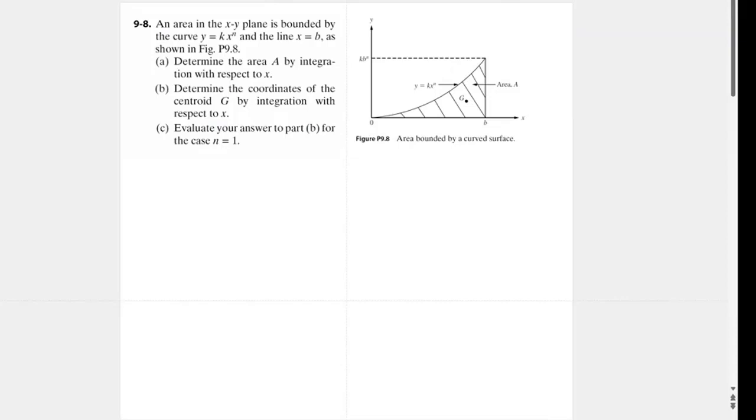Problem from the book is 9-8. An area in the XY plane is bounded by the curve y equals a, which is some constant, times x to the n, and the line x equals b.